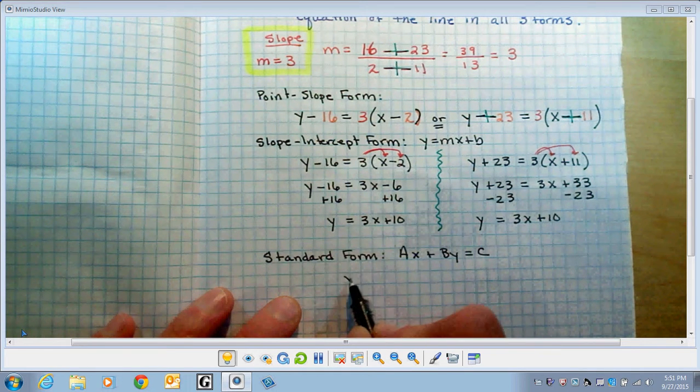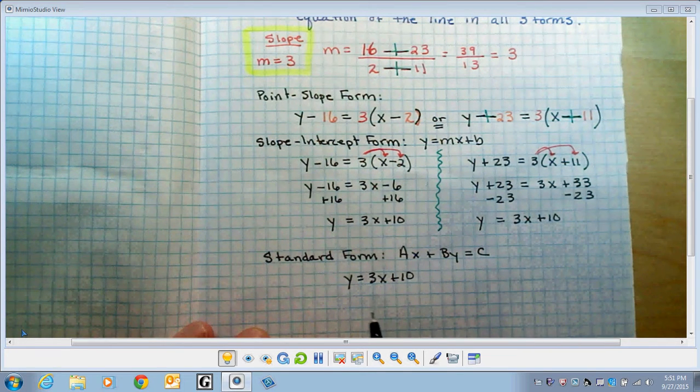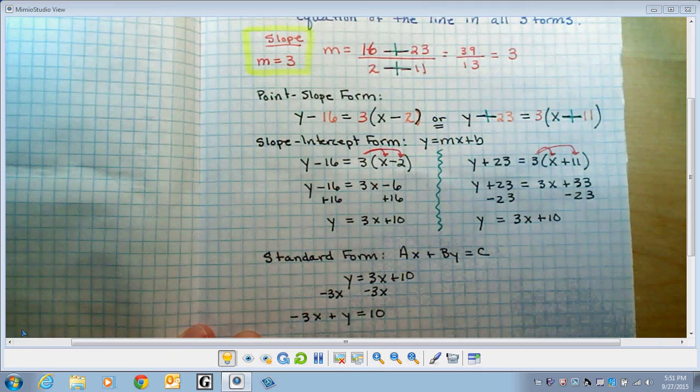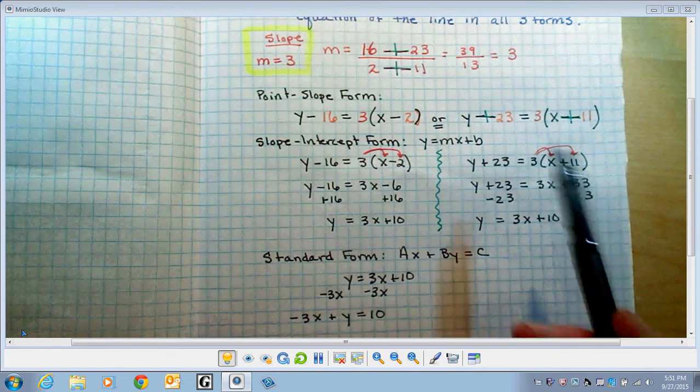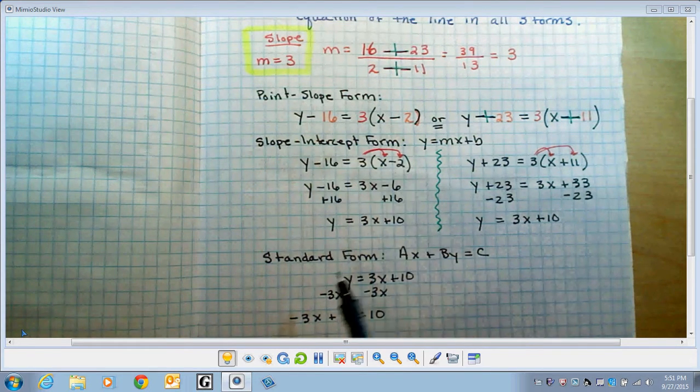So I'm just going to copy this down. Y equals 3x plus 10. So if I want to get this 3x over to this side, I'm going to subtract 3x from both sides of the equation. And then I have negative 3x plus y equals 10. So then that's my standard form. So from 2 points, I was able to get my slope, my point slope form, my slope intercept form, and my standard form.